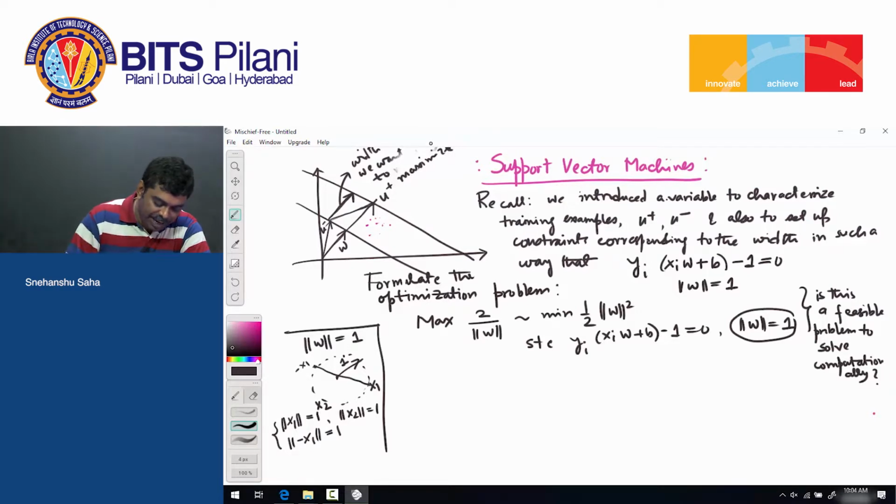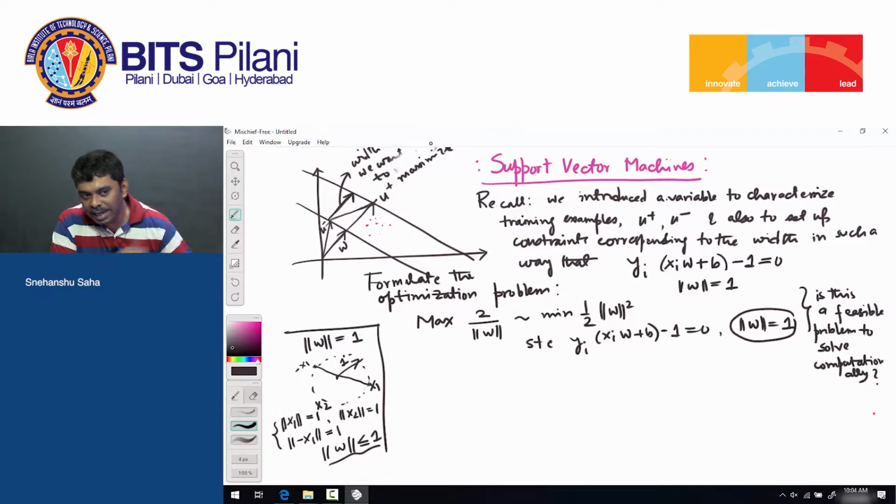On the contrary, if I have norm of w less than or equal to 1, I can take any 2 points on the circumference, and the line segment joining these 2 points will also go through the inside of the sphere, and we are okay, right? So this is actually a non-convex surface.